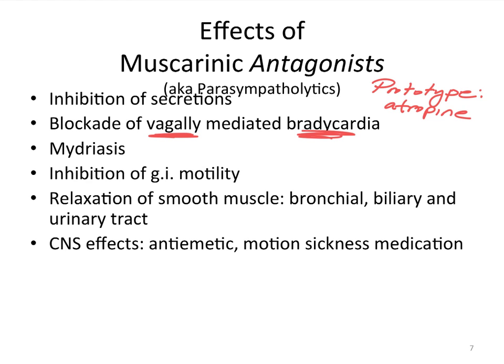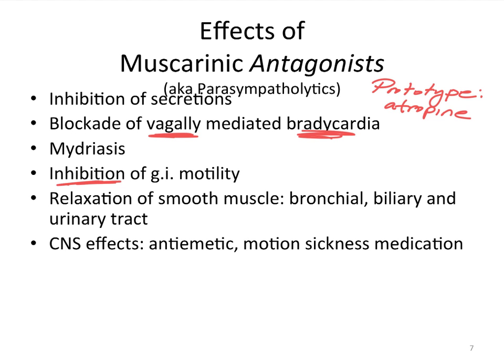We know that muscarinic antagonists can be used to cause pupillary dilatation, mydriasis. We use it clinically in ophthalmology to take a better look at the back of the retina. We know that one of the prices we pay is an inhibition. This is really important: inhibition of GI motility. We'll get a relaxation of smooth muscle.